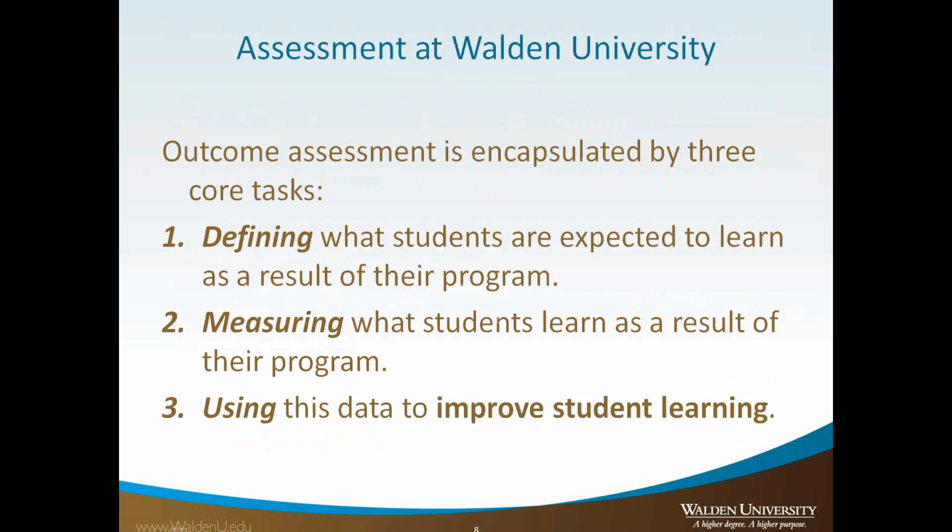So let's take a look at assessment at Walden University in general. Outcome assessment is encapsulated by 3 core tasks. First, defining what students are expected to learn as a result of their program. Second, measuring what students learn as a result of their program. And third, using this data to improve student learning.